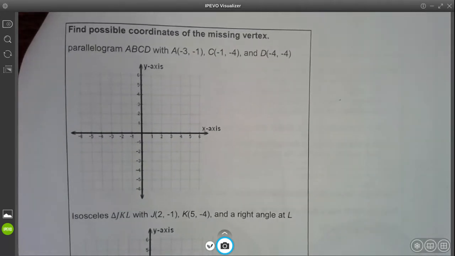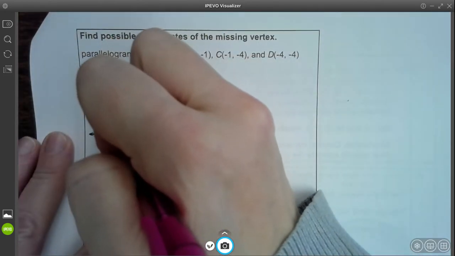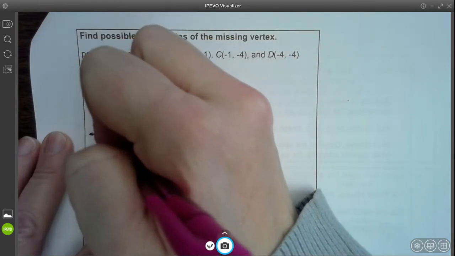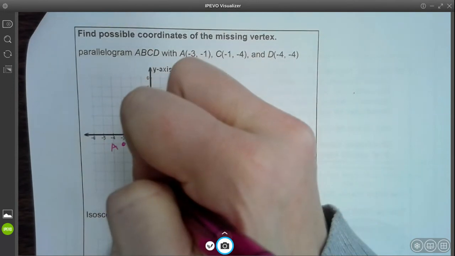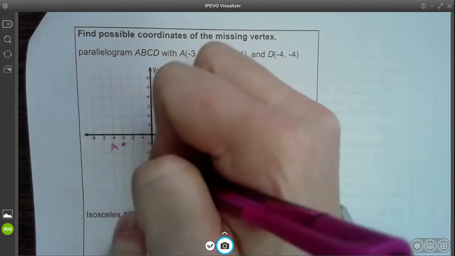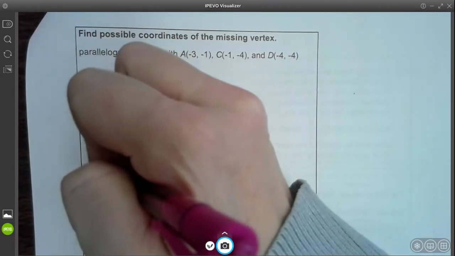Okay, the next one says find possible coordinates of the missing vertex. So this one we're looking for a parallelogram, and they give us 3 of the vertices, and we're looking for the 4th. So A is at -3, -1. C is at -1, -4. And D is at -4, -4.